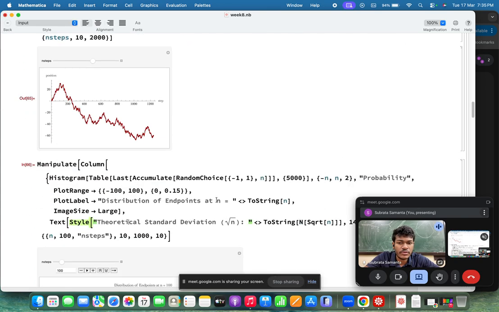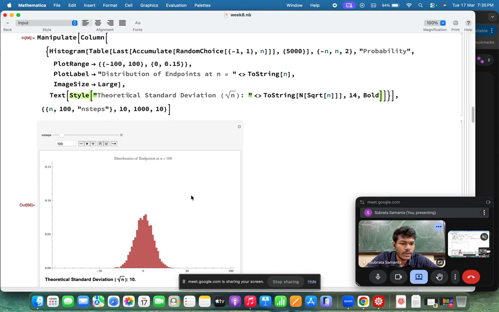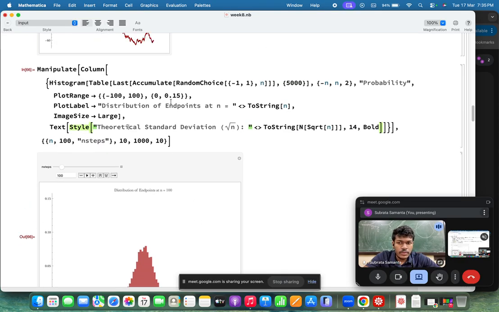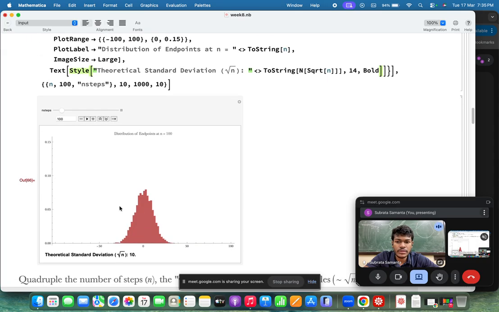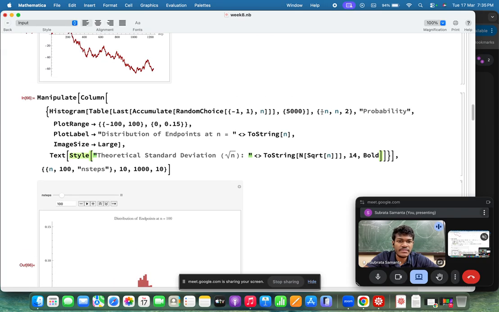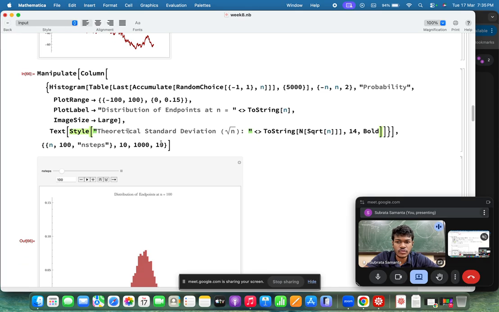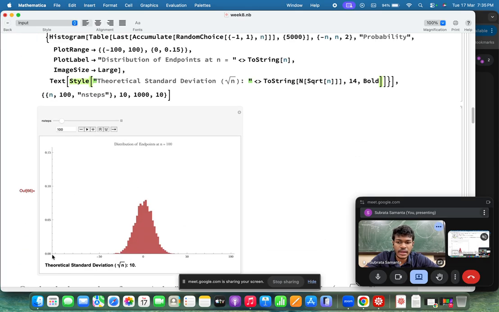Now, I see it in terms of histograms. In the language of histograms, I calculate the last final positions for 5000 paths, and my n varies from 10 to 1000 with a gap of 10. Here I am showing the result for n equals 100, and the bin sizes are from minus n to n with a gap of 2. So, if we choose, let us say, n equals 100, then minus 100 to plus 100 with a gap of 2, that is my bin size.